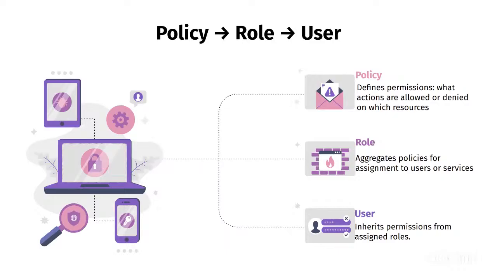So let's talk about what policy, role, and user is. So for policy, the policy defines permissions. So what actions are allowed or denied on which service. Just think of it as the company's rules, and then the role is like the job title. So the role aggregates these policies for assignment to users or services. And then a user, which is like the employee, now inherits those permissions from the assigned roles. So the user inherits the roles that the policy was attached to.